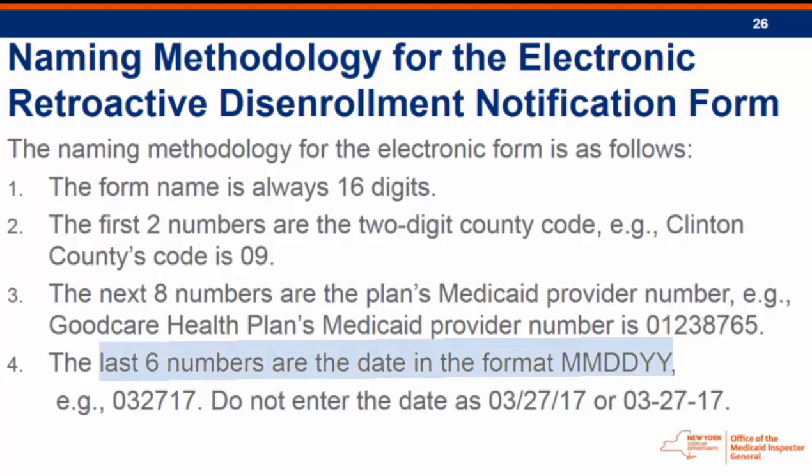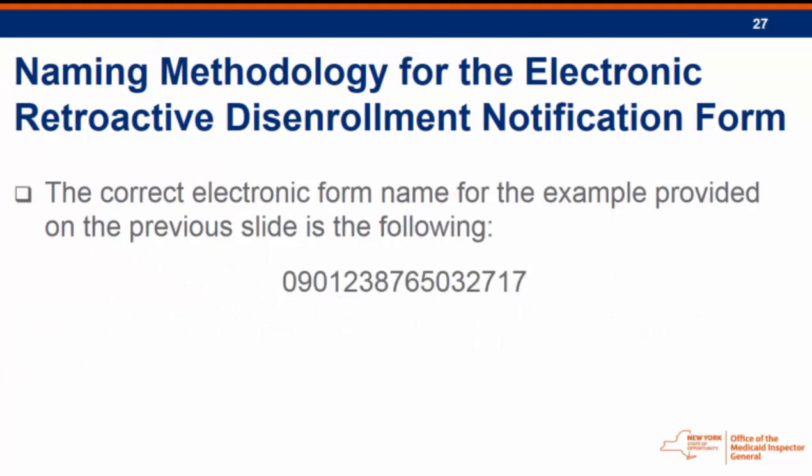The last 6 numbers are the date in the format month, day, year. For example, 032717. Do not enter the date as 03/27/17 or 03-27-17. The correct electronic form name for the example provided on the previous slide is the following: 0901238765032717. Remember to include leading zeros for the county code and provider Medicaid number.